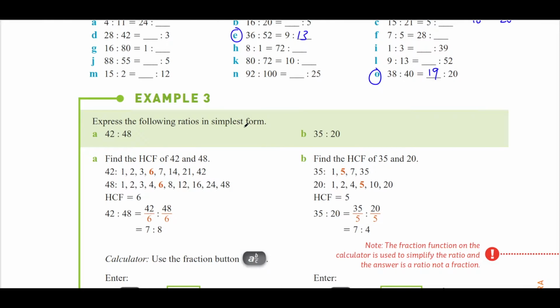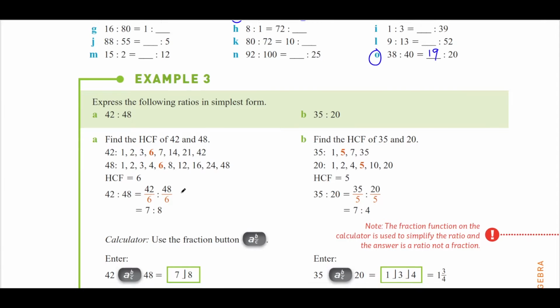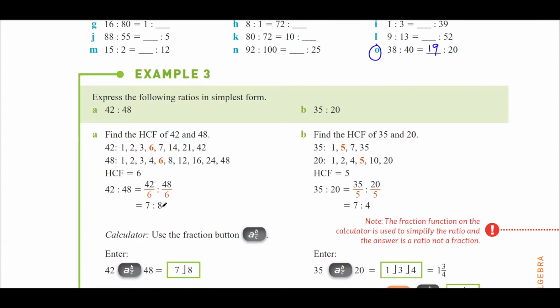Express the following ratios in simplest form. So basically what they want you to do is simplify this ratio to its simplest form. Now there are many ways to do this, so I'm just going to tell you a trick, so you don't need to actually find the highest common factor. Ideally, that would be the way the textbook wants you to do it: find the highest common factor of 42 and 48, which is 6. Then you divide both sides by 6, and you get 7 to 8.